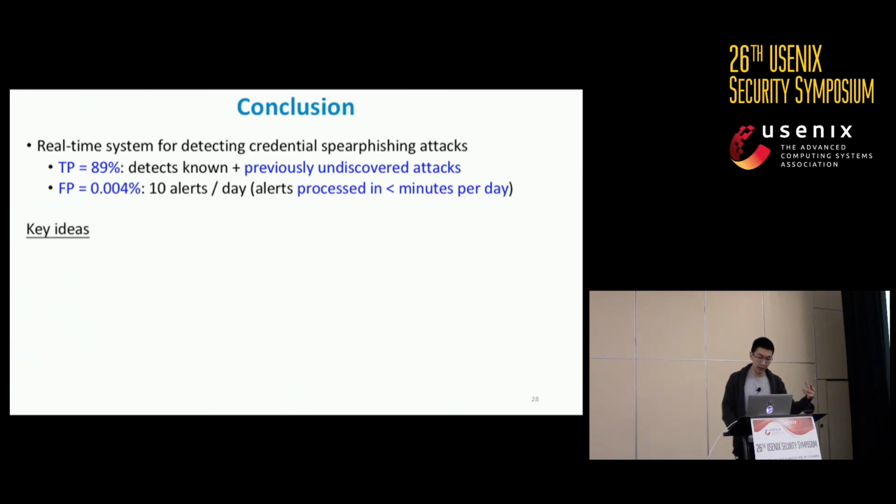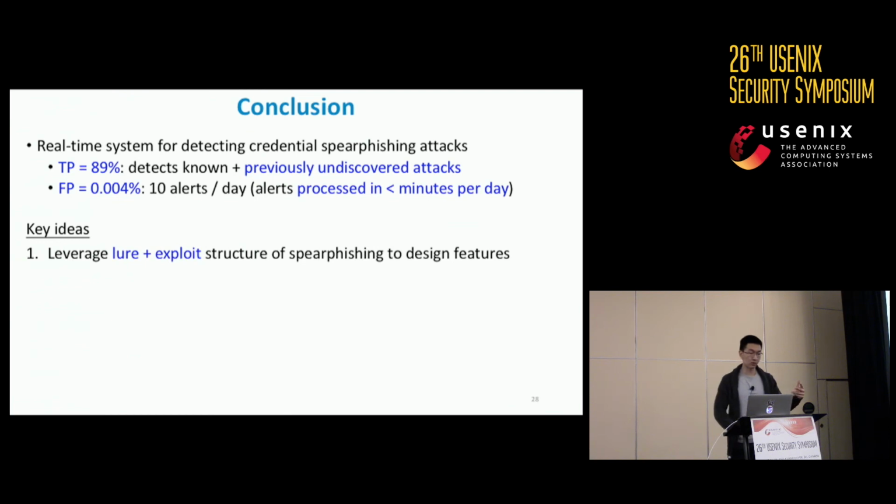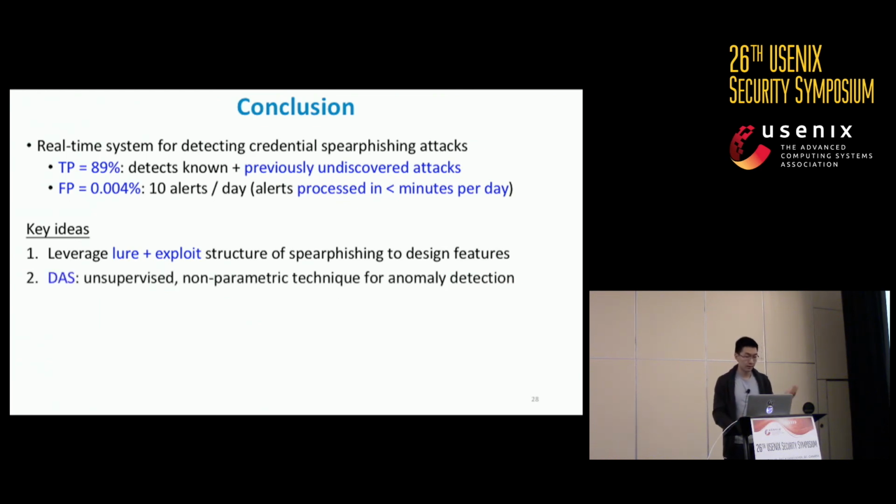And there are two key ideas that led to these results. The first is that we're able to study spearphishing attacks and identify this structure in them, which is this lure and exploit structure. And from this structure, we can derive and develop principled features. And it's quite amazing, right? We only had basically 5 features, and those were enough to detect a ton of attacks at a very low burden.